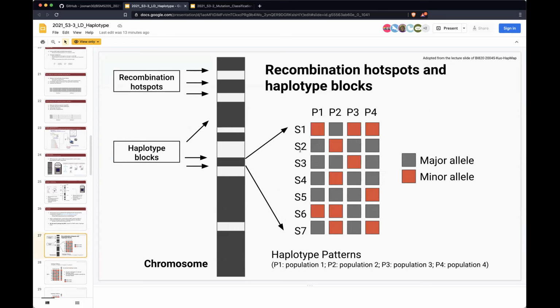And we have the 7 loci. So I put SNP1, SNP2, SNP3, and so on. The major allele is the gray square, and the minor allele is the red square, right? And P1 is population 1, and then population 2, population 3, and population 4. Population 1 has the minor allele on SNP1 and SNP6, and population 2 has the minor allele on the 2nd, 4th, 6th, and 7th. Population 3 has positions 1 and 3, and population 4 has 1, 5, and 7. And they uniquely have their minor allele composition at these positions, right?